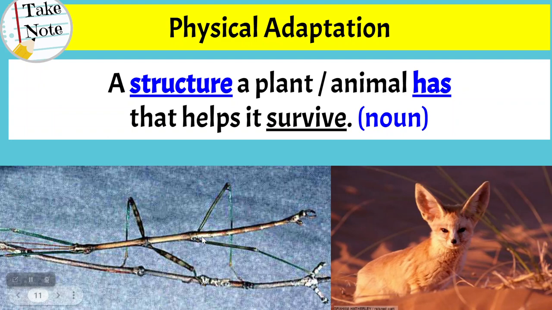This is a stick bug. And so its physical adaptation is that it looks physically just like the stick that it's on. So it is camouflaged, right? It's hard to see. This guy is also camouflaged and matches its area that it lives in as well. So those are structures, those are physical adaptations.